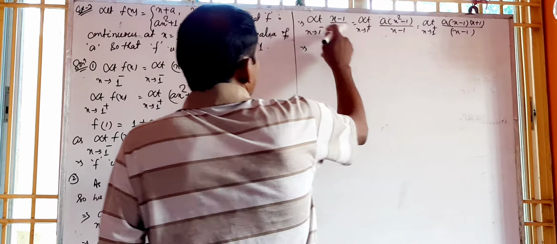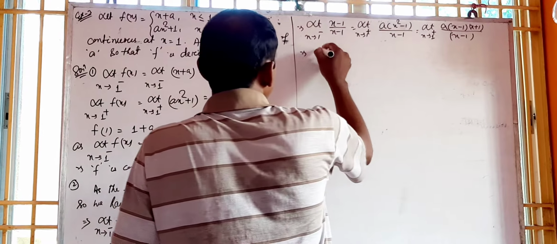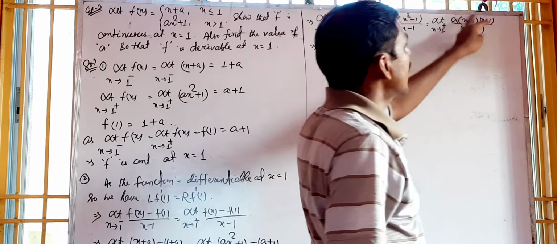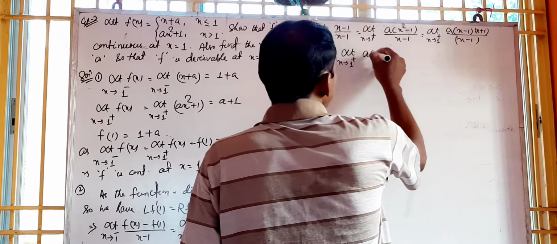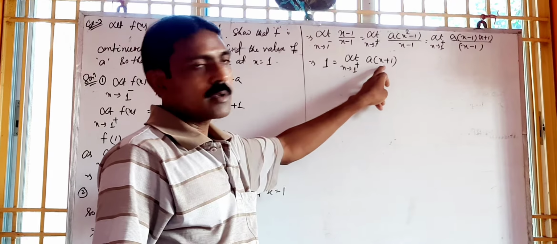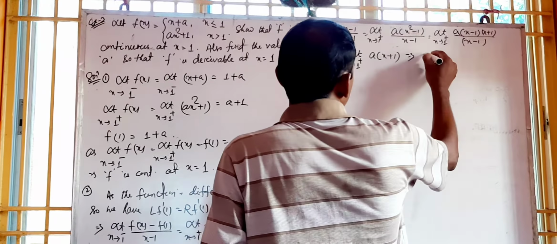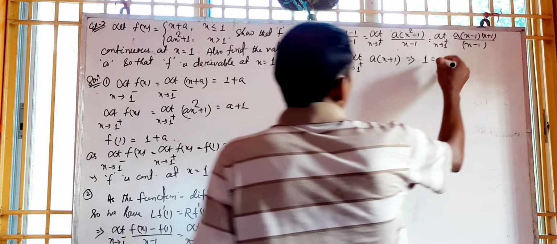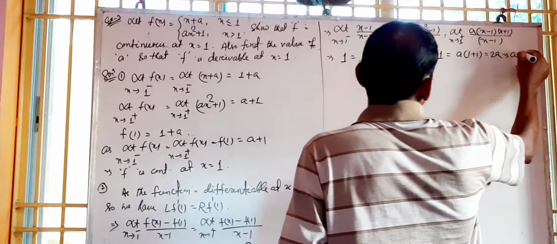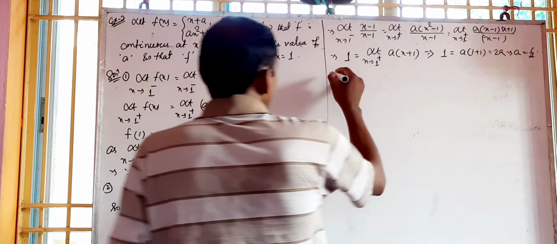Now what is the value of the left hand side? x minus 1 by x minus 1 is 1. So 1 equals limit x tends to 1 plus, where x minus 1 will be cancelled. So it is a into x plus 1. Now it is a polynomial, algebraic function, so we can directly put x equal to 1. This implies 1 is equal to a into 1 plus 1, that is 2a. So a equals 1 by 2. So what is the answer?